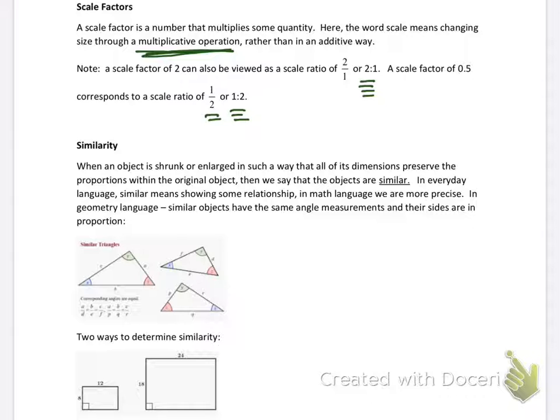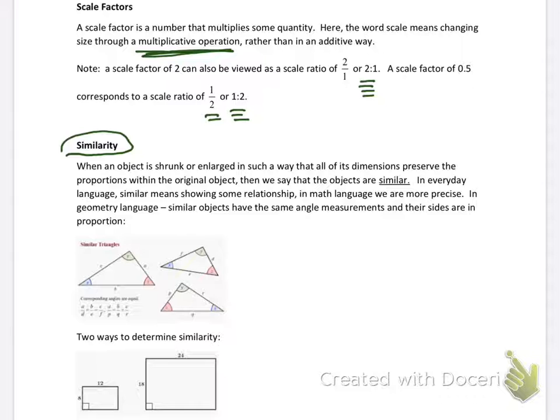When you talk about scale factors, it's between two objects. Aspect ratio is inside the same shape. Okay, similarity is a very specific thing in math. In terms of the geometry of it, similarity means that your sides are in proportion and your angles are identical. Okay, in everyday language, similar means showing some relationship, but in math, it's this precise relationship.